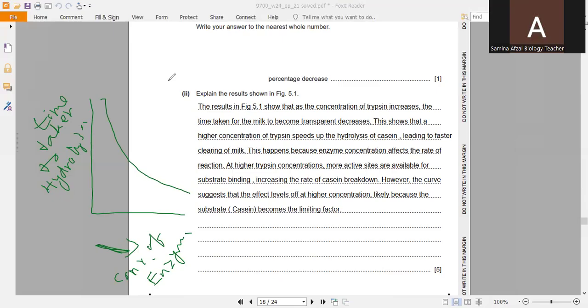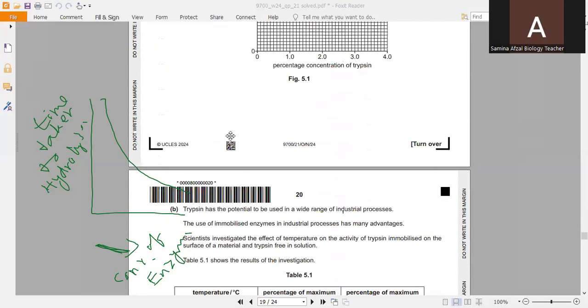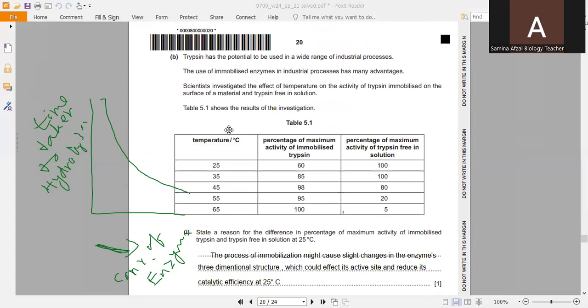However, the curve suggests that the effect levels off at high concentration, likely because the substrate becomes the limiting factor. So if the concentration of substrate is decreasing, then there will be no effect on the rate of reaction. But when there are available active sites and substrate molecules are also available, the rate of reaction will be very fast. So it was all about this question. And the next question is about trypsin.